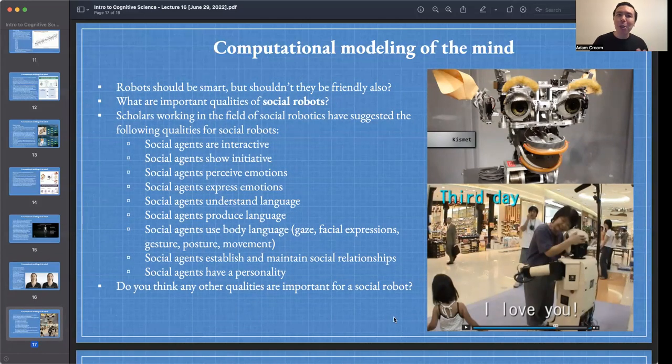So my question for you is, what do you think about these qualities? Do you think that any other qualities are important for a social robot?